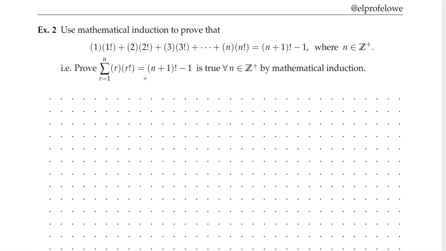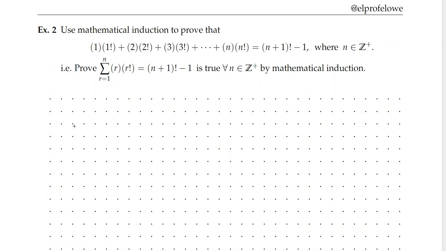Another way that we could write this using summation notation is to prove the summation from 1 to n of r times r factorial is going to be n plus 1 factorial minus 1. And you could use an i over here or an s, you could use different variables, but we're saying that we're going to start at 1 and stop at n, where r happens to be my counter.